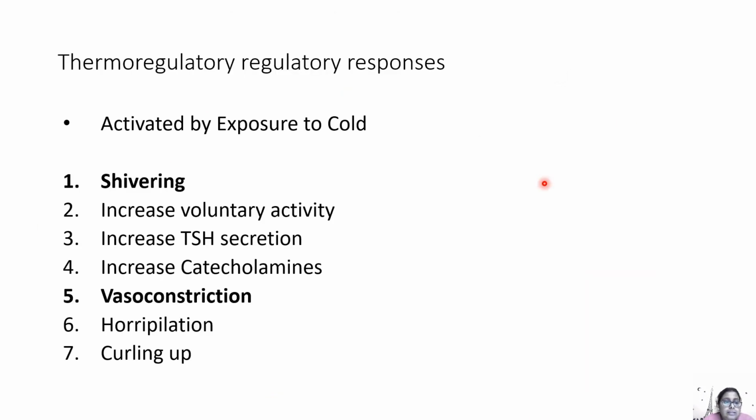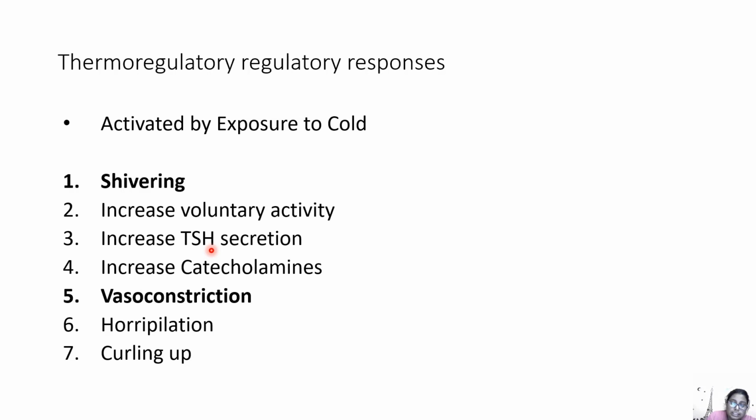So what are the thermoregulatory responses activated by exposure to cold? Shivering, increase in voluntary activity, increase in TSH secretion, increased catecholamines, vasoconstriction, which we have already talked about, curling up and all of these. It's seen that TSH is known to increase during cold temperatures. That has been checked. People have worked on the effect of warm and cool temperatures on the level of TSH.